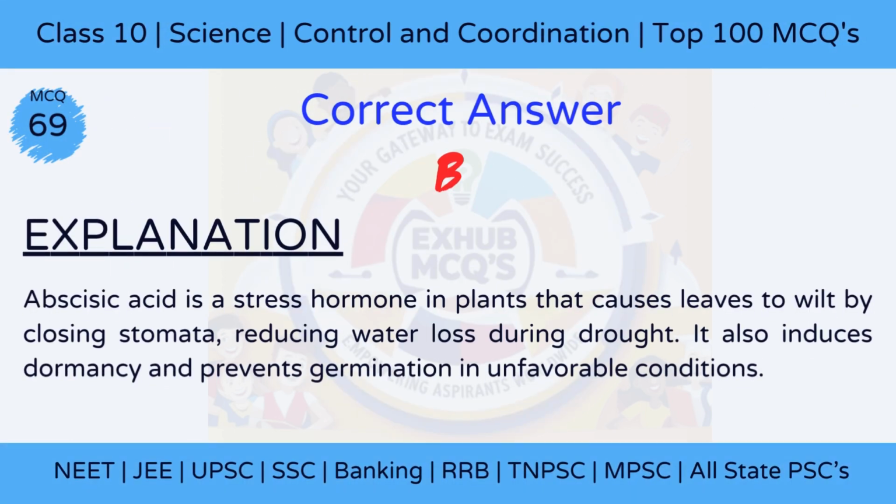Explanation: Abscisic acid is a stress hormone in plants that causes leaves to wilt by closing stomata, reducing water loss during drought. It also induces dormancy and prevents germination in unfavorable conditions.